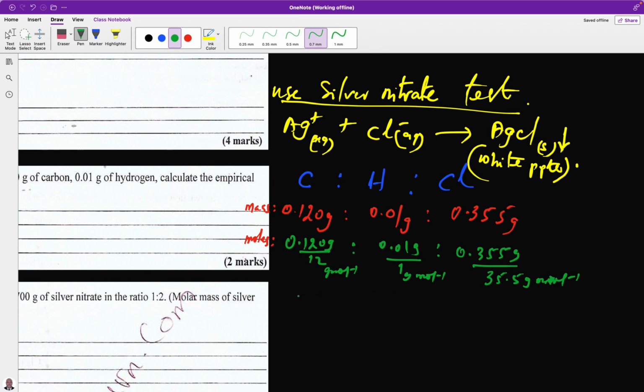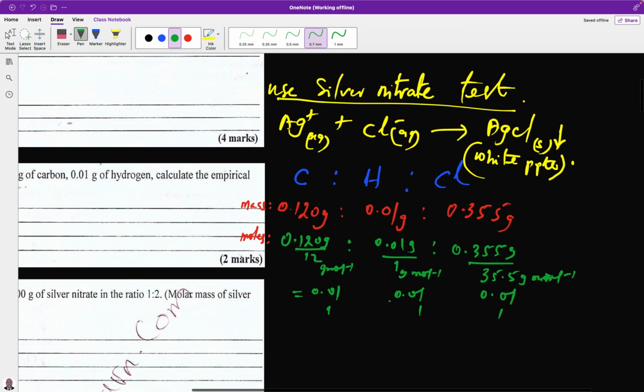And the number of moles here, if we do this division, our number of moles for carbon will be 0.01. Our number of moles for hydrogen will be 0.01. And the number of moles of chlorine, 0.355 gram divided by 35.5, will be 0.01. Now we divide by the smallest, and all are the same, so we have 1, 1, and 1.